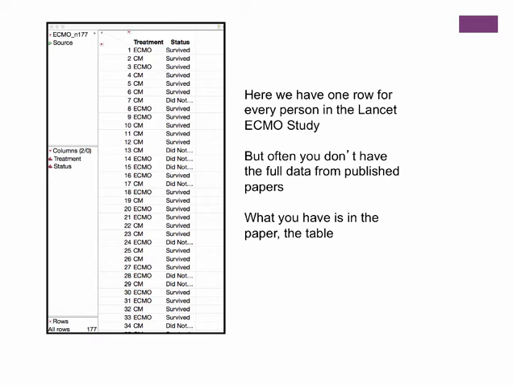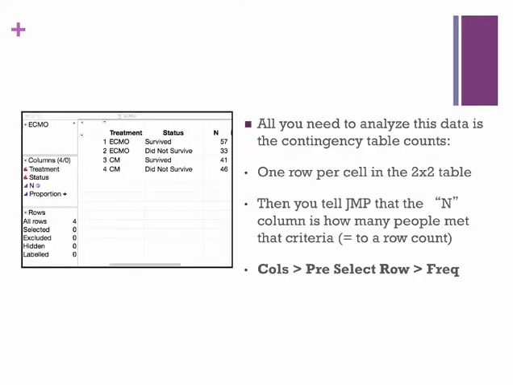So sometimes you simply have the proportion that survived, in this case, just the proportion that survived in ECMO or CM. But if you have the total counts, then you can figure out the number that did survive and the number that didn't survive from any paper that you read and create a table that looks like what we have seen. So instead of 2 columns and 177 rows, we have 4 rows and 3 columns: a column for treatment, a column for status, and then the column for the N, or the frequency, that tells us how many of those rows have that exact same treatment and status combination.